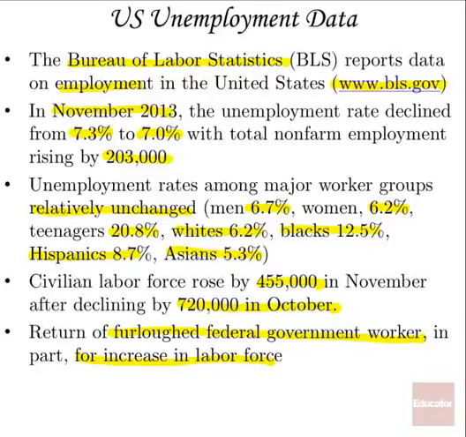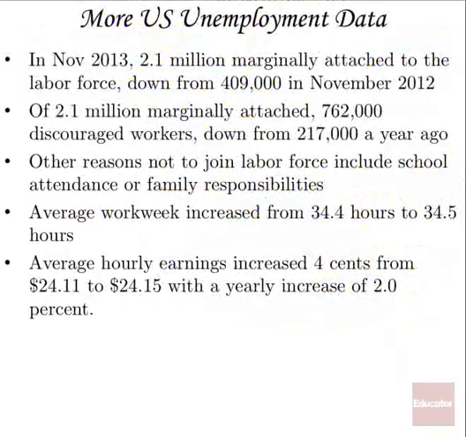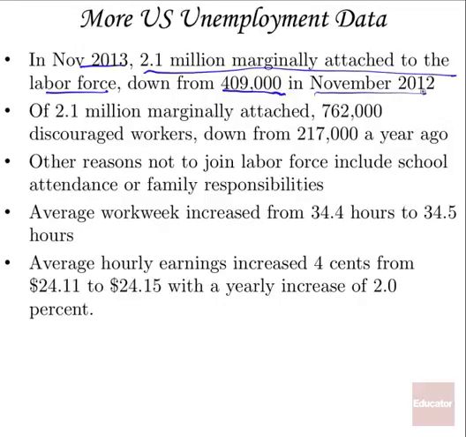So what you also have here is more data. In November 2013, 2.1 million were marginally attached to the labor force, which went down by 409,000. In November 2012, a year prior, you had closer to 2.5 million marginally attached workers. So it's a good sign when 400,000 workers are basically saying, okay, I'm going to go look for a job. Now, some of them ended up getting a job and some of them are now unemployed, right?